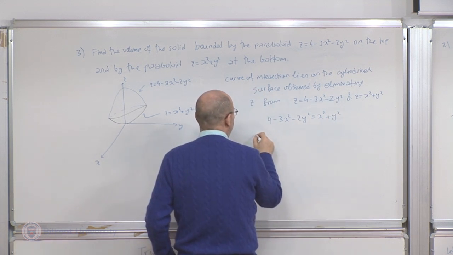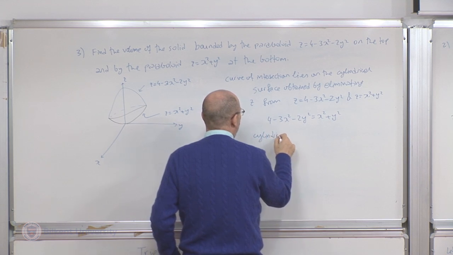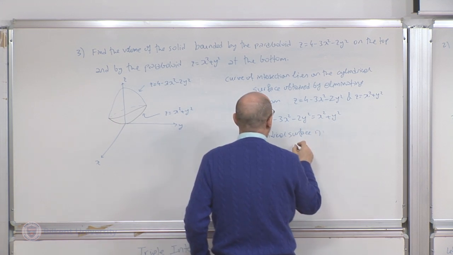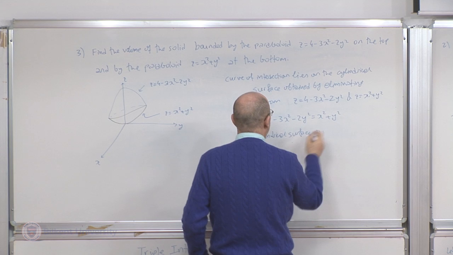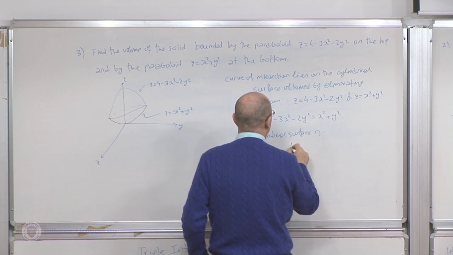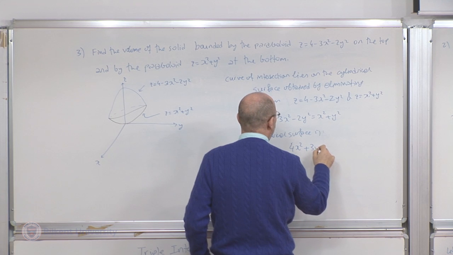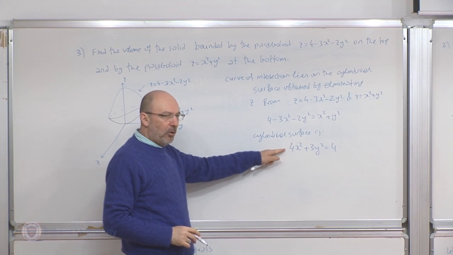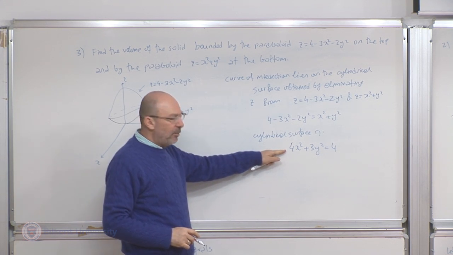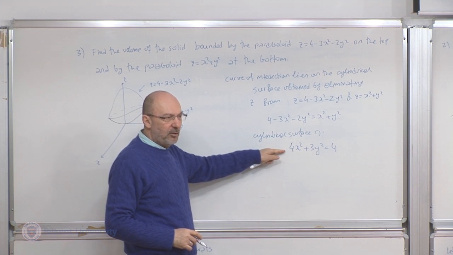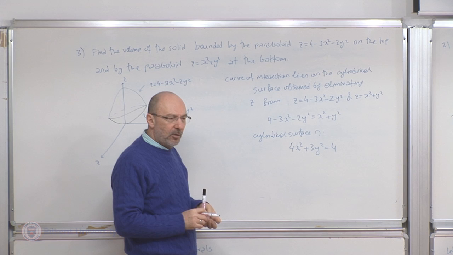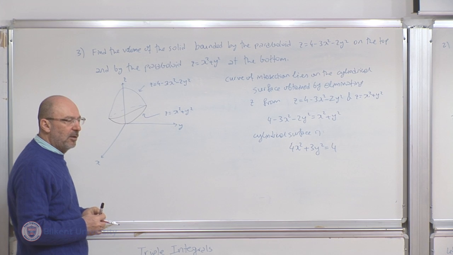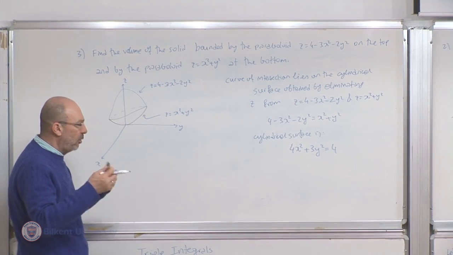So this is the cylindrical surface, but after you simplify it, let us take this to the other side, we have 4x squared plus 3y squared equals 4. Now, if we were only in the plane, this is an ellipse. But we are in R3, the z coordinate is free, so those things we call cylindrical surfaces. You should take a look in the book at the section with very nice pictures of cylindrical surfaces, just to remember.